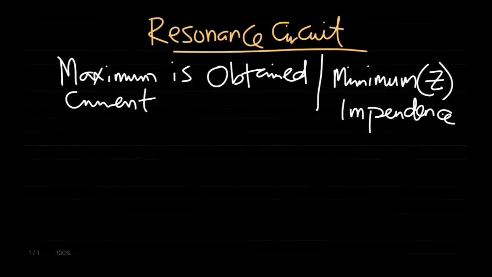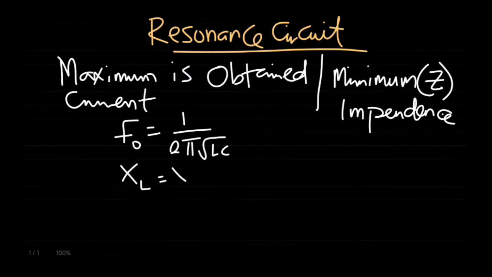In the resonant circuit, we have something known as the resonant frequency. The resonant frequency is denoted as F naught, which is equal to 1 over 2 pi square root of LC. This only occurs when XL is equal to XC. You can use this to derive the equation of the resonant frequency.